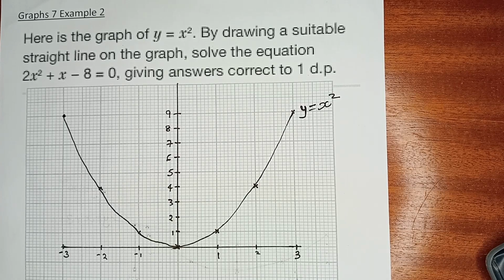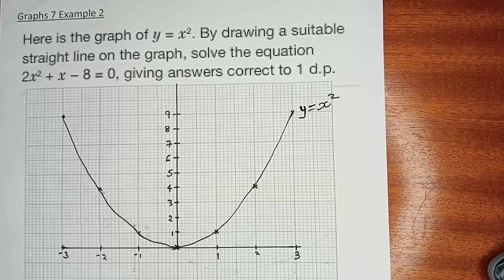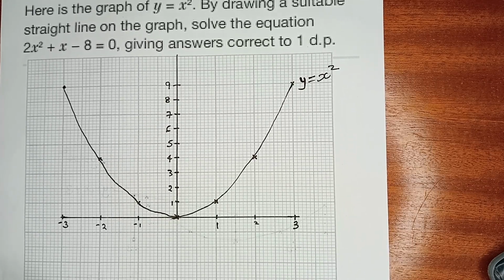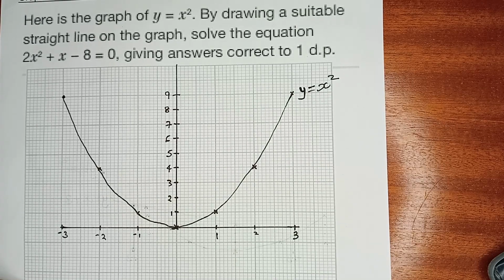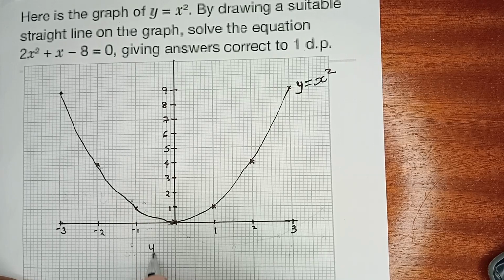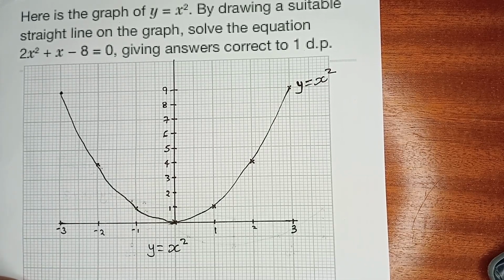Now, solving of this equation, there are some steps that we must apply, and some of these steps we have seen in the previous example. Let us have the equation to be solved under the given equation. How are we going to write that? The given equation is y is equals to x squared. So we write it here, y is equals to x squared. The equation to be solved is 2x squared plus x minus 8 is equals to 0.